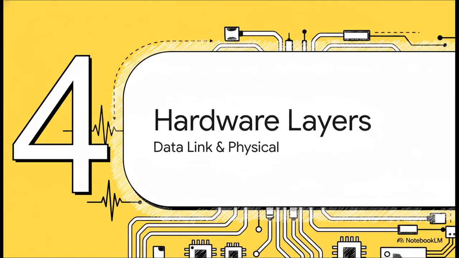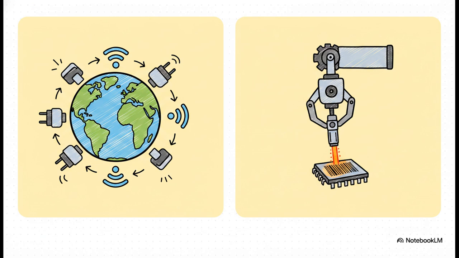Now we're getting into the real nuts and bolts. Section 4, Hardware, Data Link, and Physical. To really grasp Layer 2, you have to understand the difference between an IP address and a MAC address. Your IP address is logical. It can change depending on what Wi-Fi network you join, and it's used for global routing.